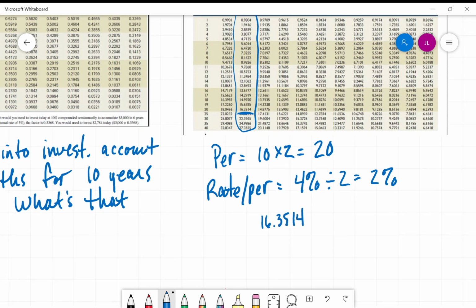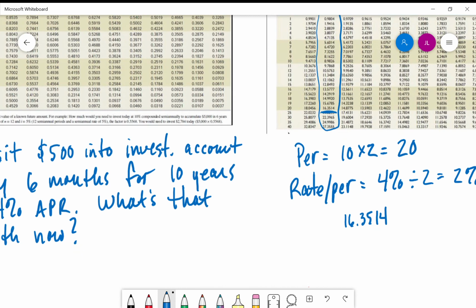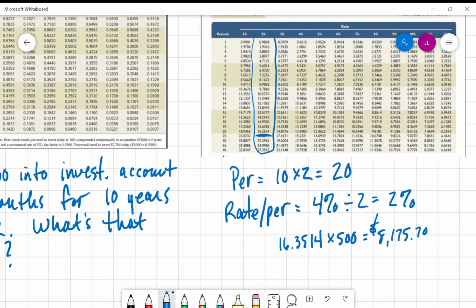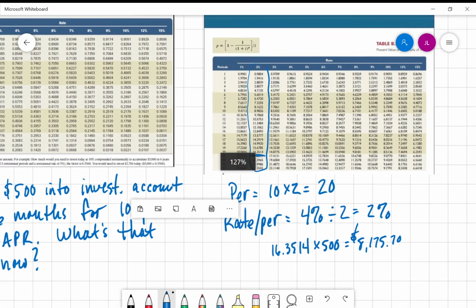So if we take our factor from this table, 16.3514, and we multiply that by $500, this is going to tell us what these deposits over this period of time are worth right now. So 500 times 16.3514 is equal to $8,175.70. That's what we're doing with the present value of an ordinary annuity table.